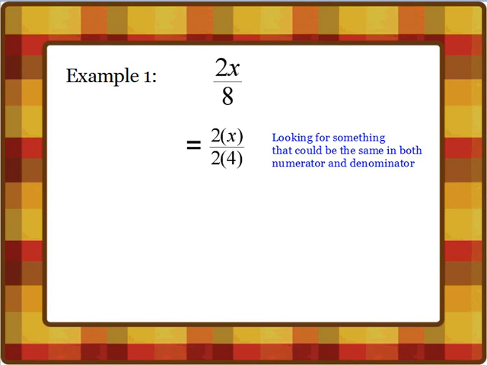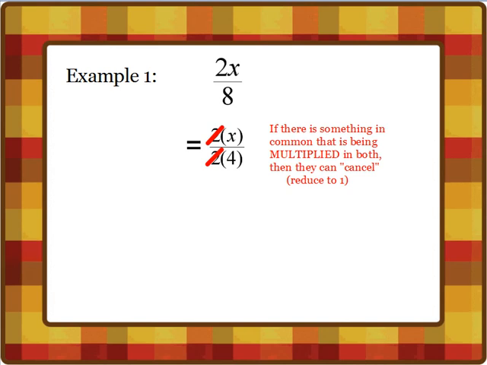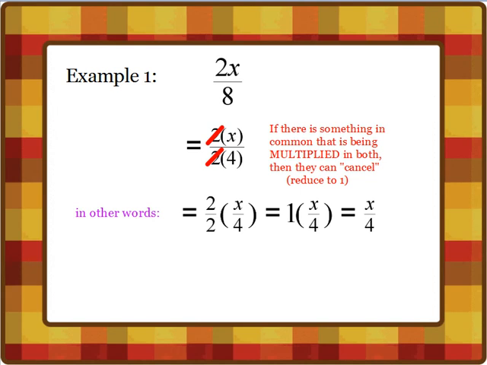We're going to look for something that could be the same in both the numerator and denominator, and that's where our reducing comes in. In other words, if they have something in common that's being multiplied in both numerator and denominator, they can cancel. Now, cancel is technically not the right word for it. That 2 over 2 doesn't really cancel, they just reduce to 1. So when I have 2 over 2 times x over 4, 2 over 2 reduces to 1, and 1 times anything is just itself. So I end up with just x over 4.